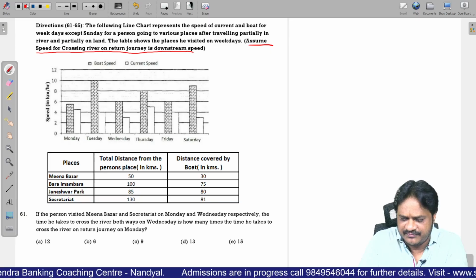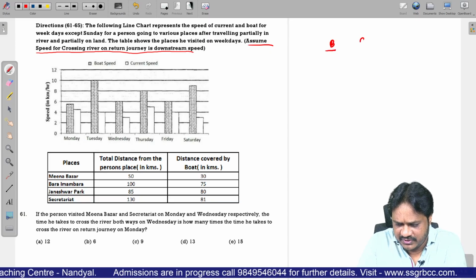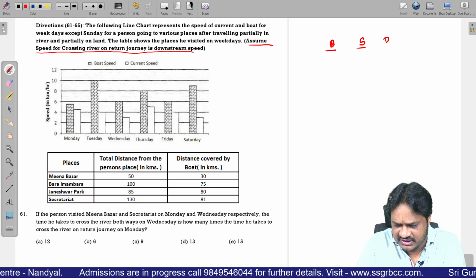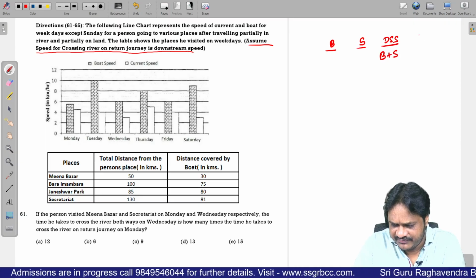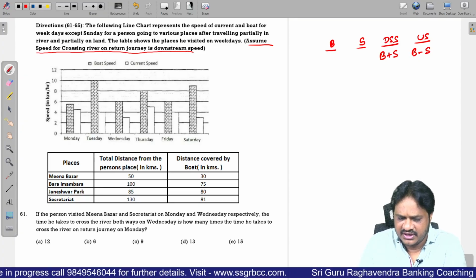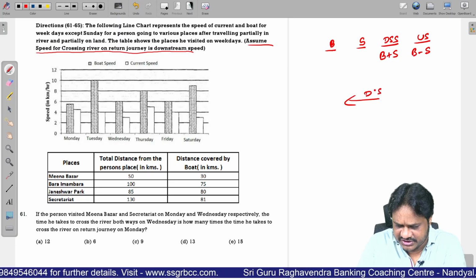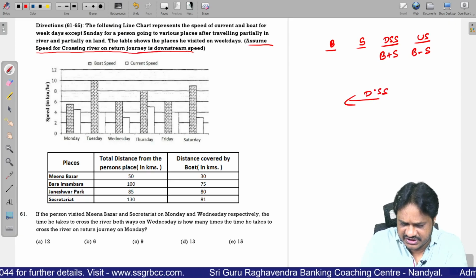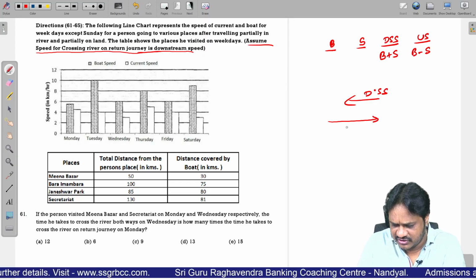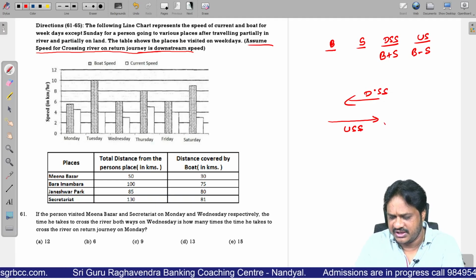So here this is related to boats and stream problem. Here we will be having boat speed and stream speed. Downstream speed means boat plus stream. Upstream speed means boat minus stream. And here the return journey you should take as the downstream speed. So if the return journey is downstream, then the ongoing journey will be upstream. Return journey is downstream, ongoing journey is upstream.